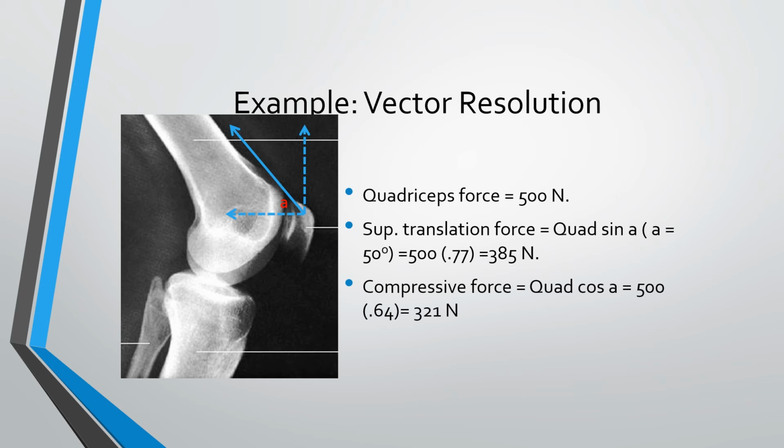The compressive force driving the patella into the intercondylar groove is the quad force of 500 times the cosine of that angle A, which is 50 degrees. So it's 500 newtons, which is quadriceps force, times 0.64, which is the cosine of 50 degrees, which equals 321 newtons. Very simple, very easy, yes?